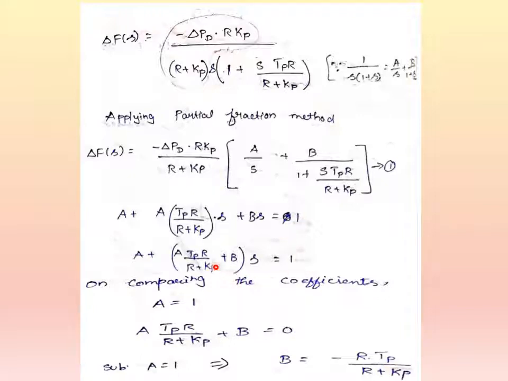Now in partial fractions, we have to compare the left side coefficients with the right side coefficients. By comparing, your A value will be equal to 1 and the coefficient of s is 0 on the right side, so the coefficient of s we have written and equated to 0. So we have got the values for A and B. Substitute these A and B values in the first equation. When we substitute, we will get our del f of s value.